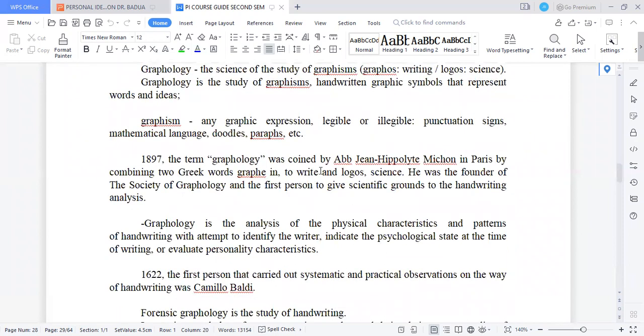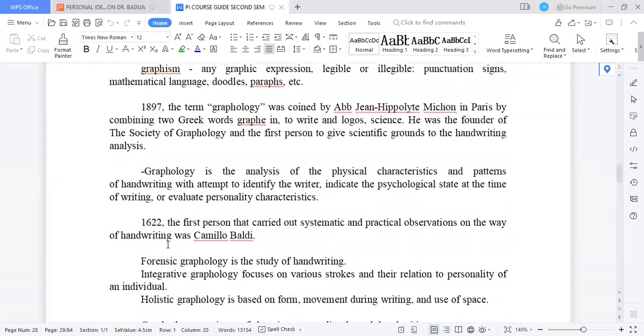Of course, the word graphology was coined by Abbé Jean-Hippolyte Michon in Paris. He was known as the founder of the Society of Graphology and the first person to give scientific grounds to handwriting analysis. So graphology involves the analysis of the physical characteristics and patterns of handwriting, and it is used to identify the person who wrote that handwriting.